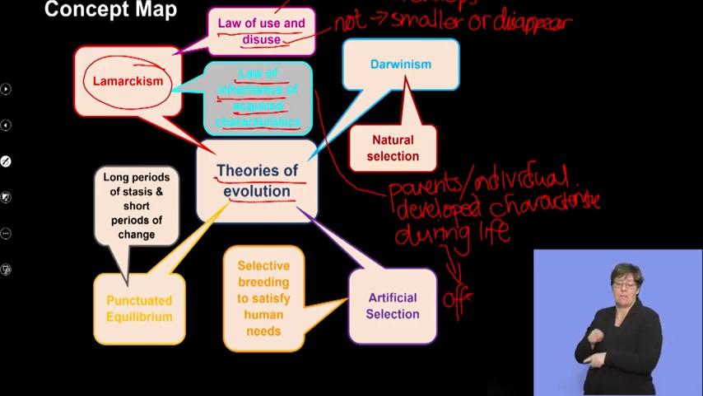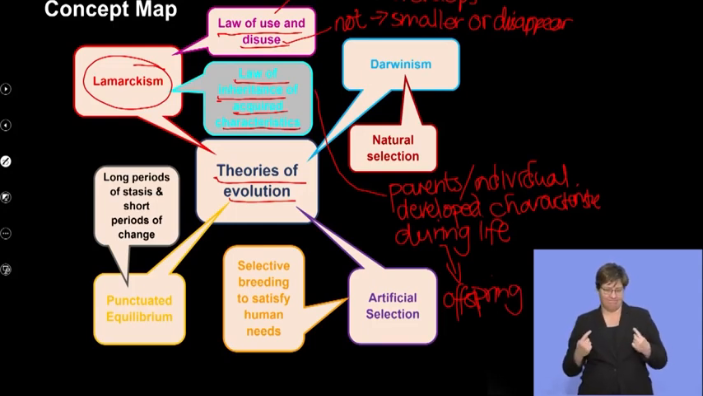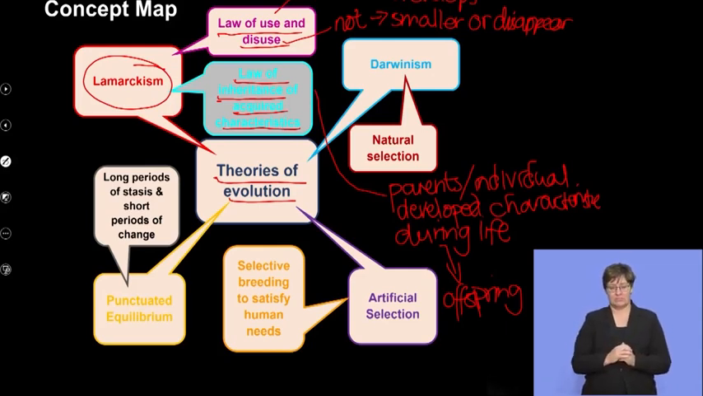Okay, and we know that characteristics can't be passed on, or phenotype cannot change genotype. So that is why we say that although he did put forward these laws, with more knowledge that we have acquired, we now realize that his theory is not accepted. So we actually reject his theory.